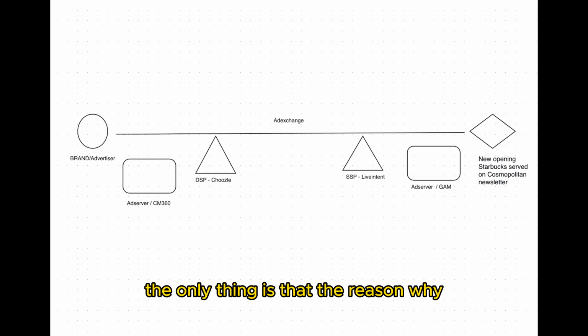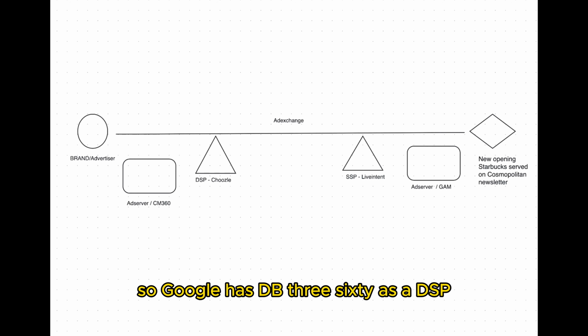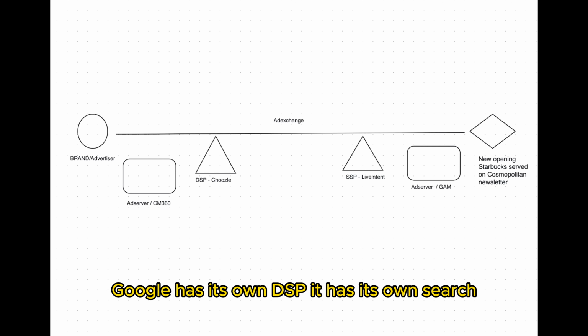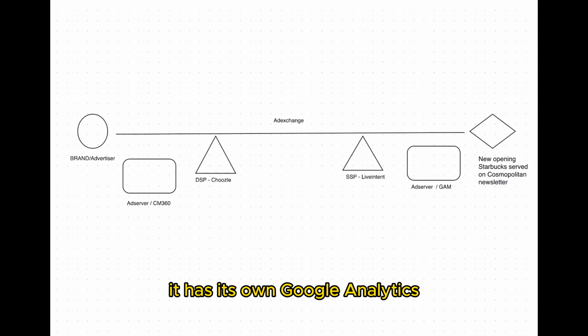The only thing is, you might be asking yourself, what's the purpose of the ad server then? Sometimes, in the case of, let's say, CM360, it's a Google product. So Google has DV360 as a DSP. Google has its own DSP. It has its own search. It has its own Google Analytics.